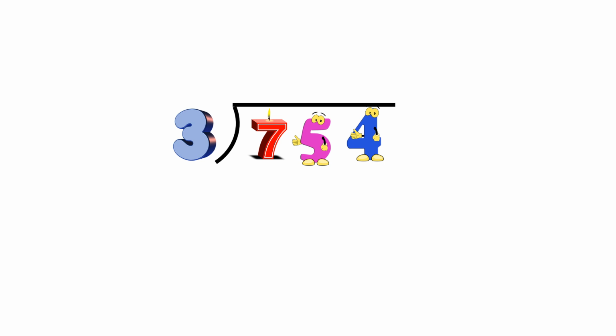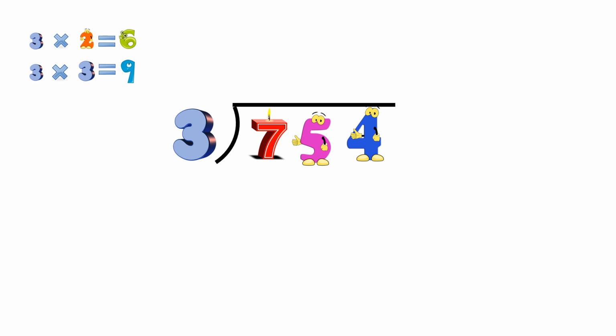Now, how many 3s can we find in 7? In order to know the answer, we need the help of the multiplication table. 3 times which number gives a number close to 7? 3 times 2 is equal to 6, which is close to 7. 3 times 3 is equal to 9, which is also close to 7. But we choose the smaller number, which is 6. And 3 times 2 gives 6, so the answer here is 2.